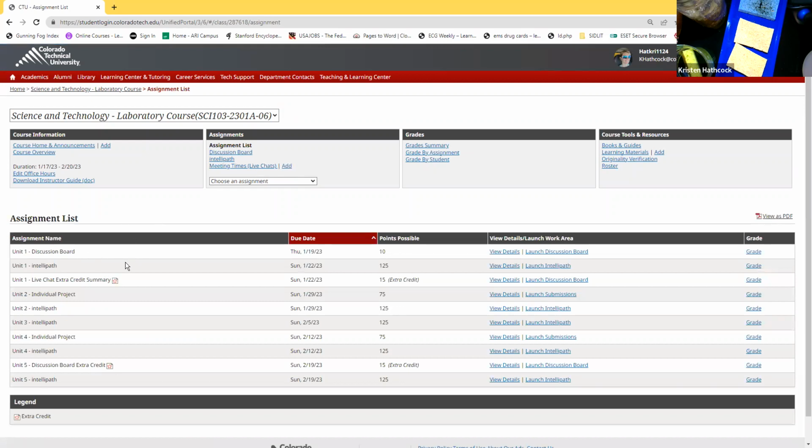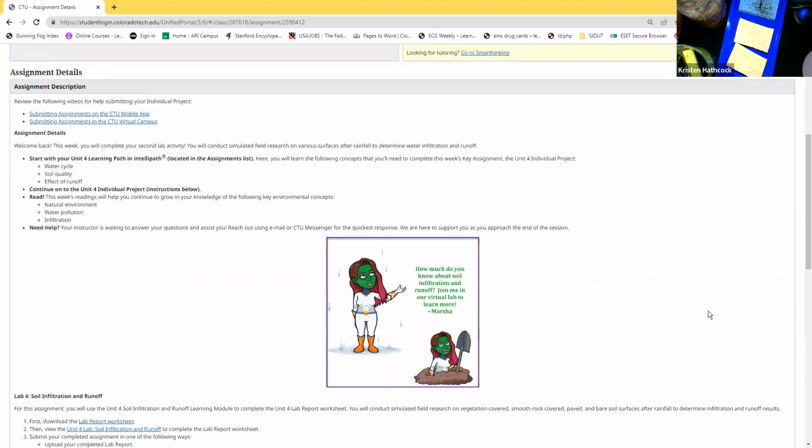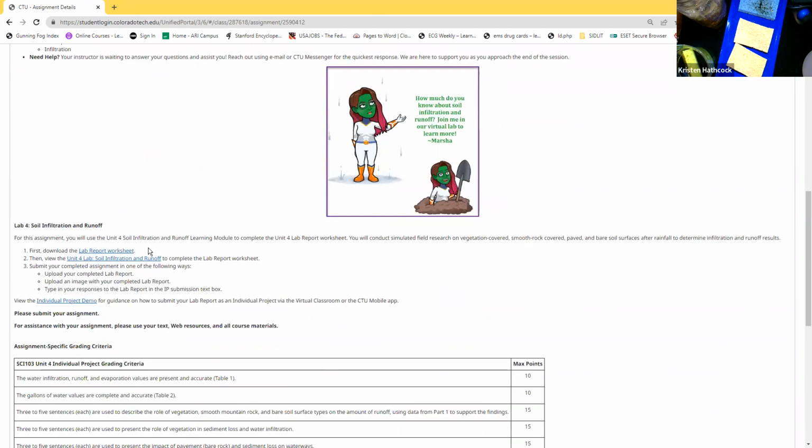So here are the assignments again, and we are on individual project 4. It is due on 2/12. Let's take a look at the details. Very similar to what we did in week 2, you are going to be going on a virtual field trip with Marcia, the Martian, and your lab report is right here. It can also be found within the lesson itself. We're going to talk about pHs, soil infiltration, runoff, etc.